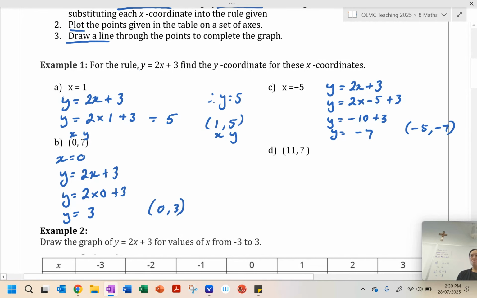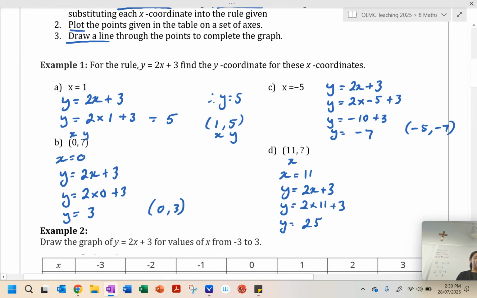So far, so good? Yeah, okay. Last thing, same deal. So the x coordinate is 11. What's the y coordinate? So I'm just going to write it out fully, like so. Write my equation, 2x plus 3, substitute it in. 2 times 11 plus 3. So that's going to be 22 plus 3, which is 25.